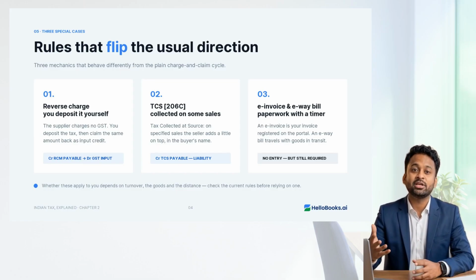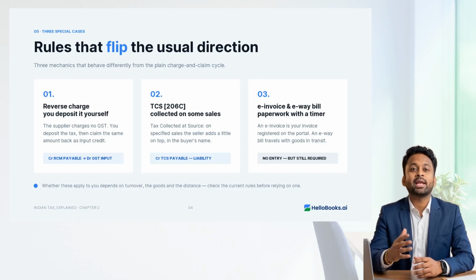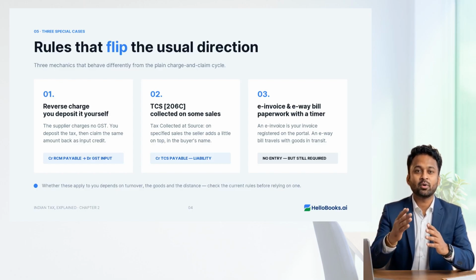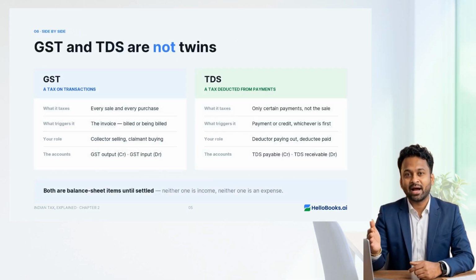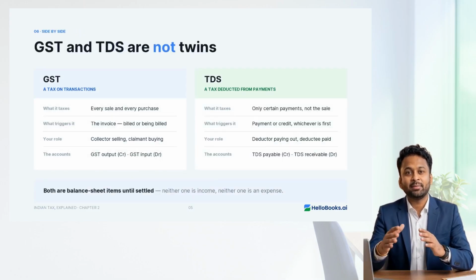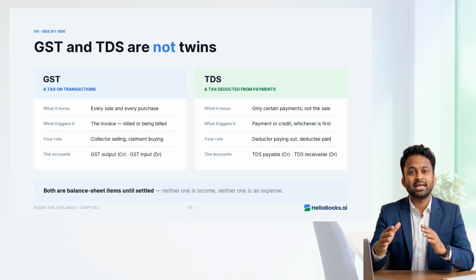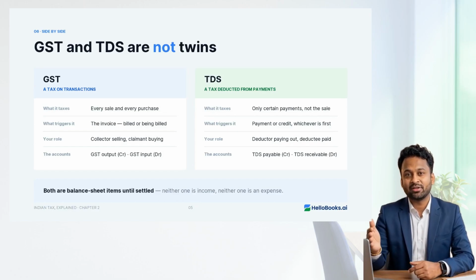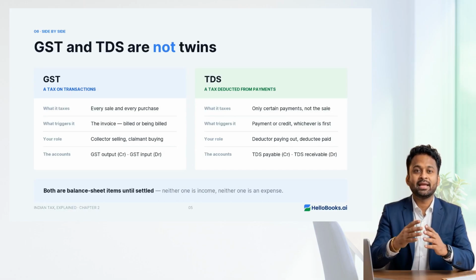TCS, under Section 206C, works the other way around. The seller adds a little on top of specified sales and deposits it in the buyer's name. And e-invoicing and e-way bills add no journal entry whatsoever, yet without them, the document itself is not valid, so they belong in the process, not the ledger.